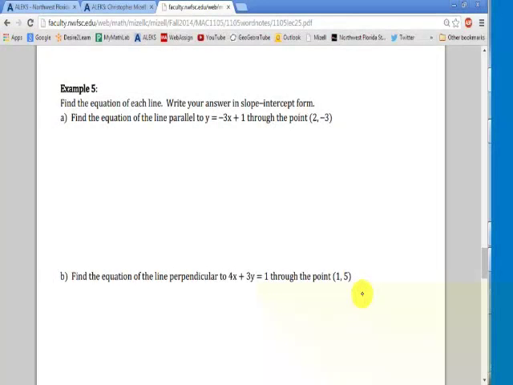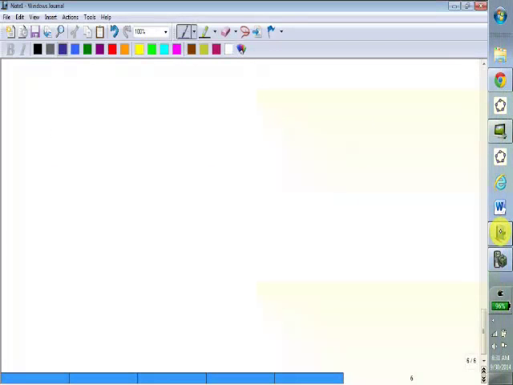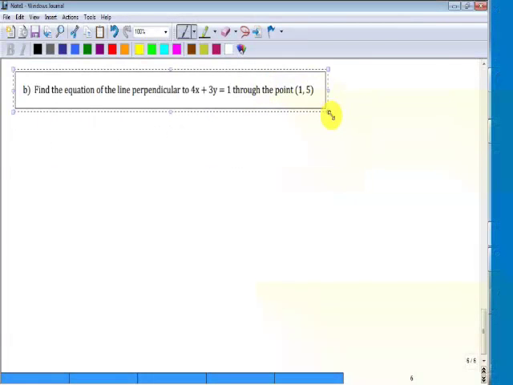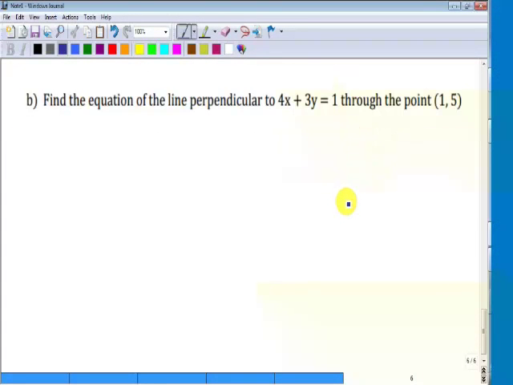Find the equation of the line that's perpendicular to the line with equation 4x plus 3y equals 1. It goes through the point 1, 5. If we substitute 1 for x and 5 for y, do we get anything close to 1? I don't think so. 4 times 1 is 4, 3 times 5 is 15, and 4 plus 15 is about 19. So this point should not be terribly close to this line. Let's see if this goes any better in the visual.